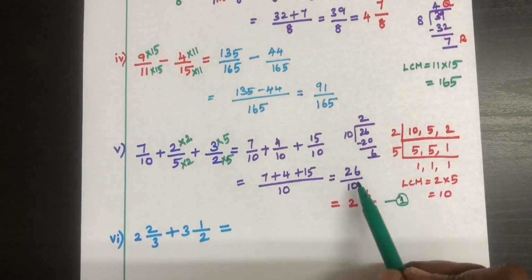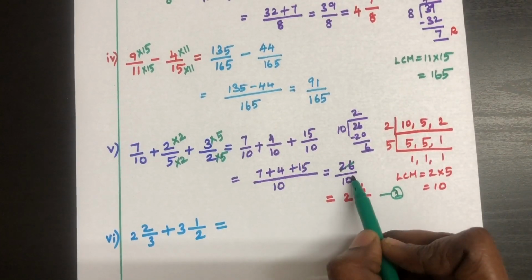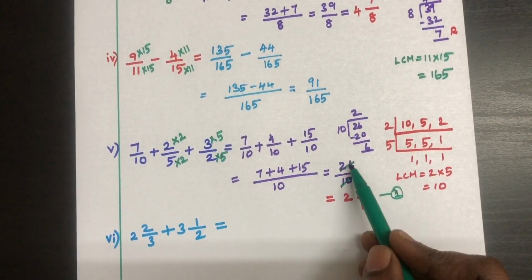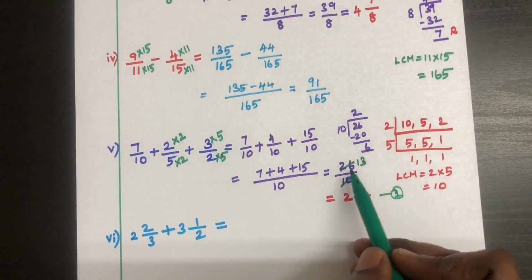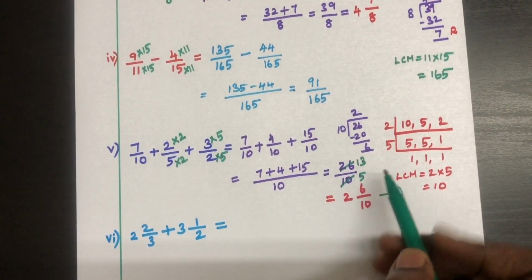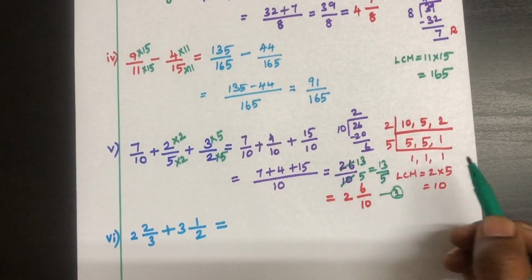Now we are going to take this 26 by 10. You can cancel. That means divide by 2. 2 is the common factor for both. So 13 times 2 is 26, 5 times 2 is 10. So 13 by 5 is the answer.